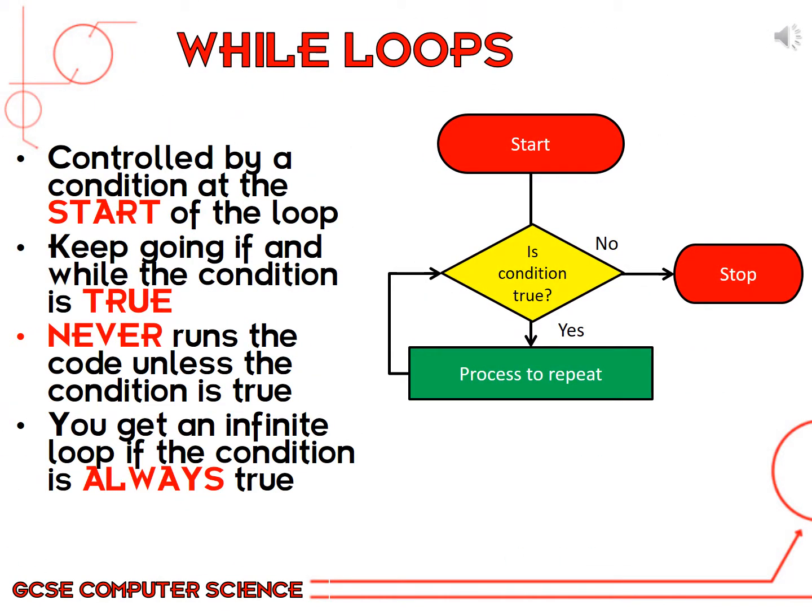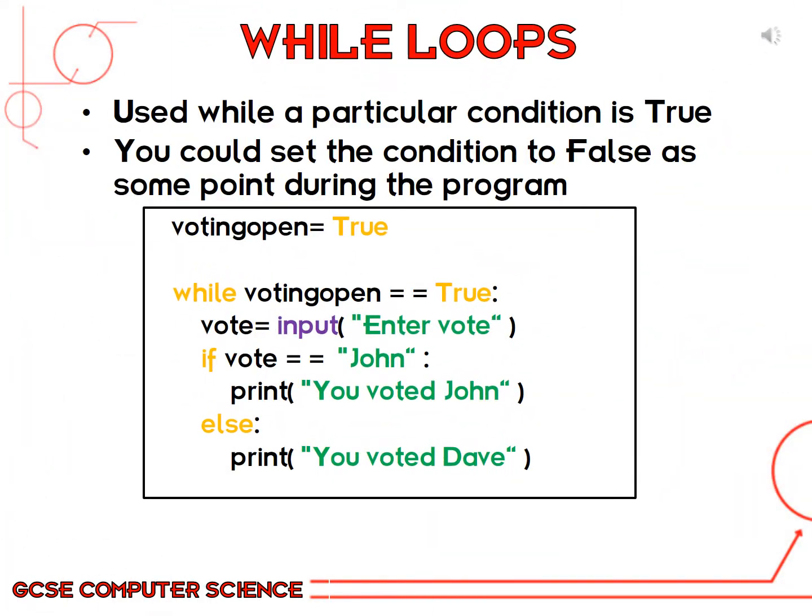So a standard while loop is controlled by a condition at the start of the loop. This means that if that condition is not true, it will never run any of the code in the loop at all. If it is true, then it will just keep going and going and going while that condition is set to true. You will get an infinite loop if the condition is always true, so it will just go forever. So a while loop is used while a particular condition is true. So you could set the condition to false at some point during the program.